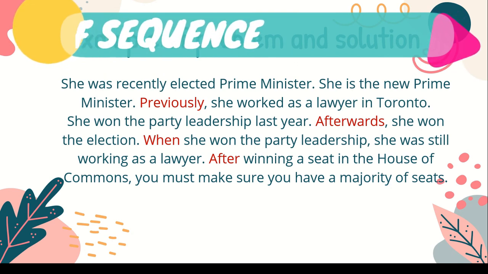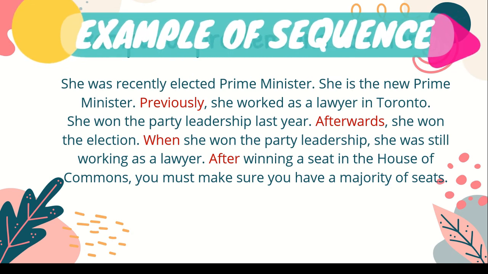Example of sequence. She was recently elected Prime Minister. She is the new Prime Minister. Previously, she worked as a lawyer in Toronto. She won the party leadership last year. Afterwards, she won the election. When she won the party leadership, she was still working as a lawyer. After winning a seat in the House of Commons, you must make sure you have a majority of seats.